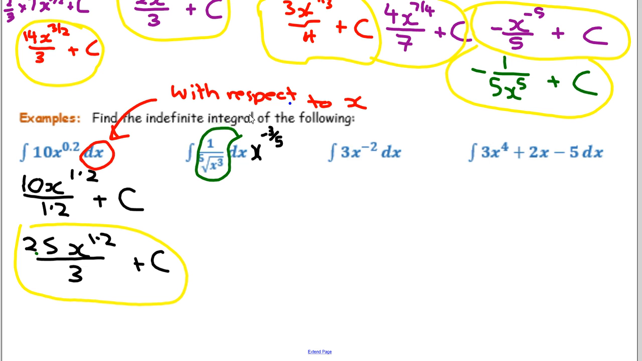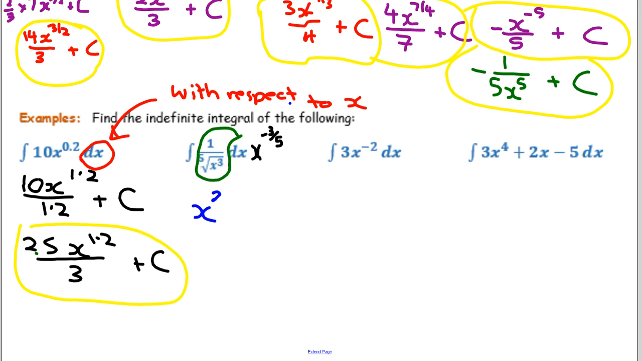Alrighty, so now, what's negative 3/5 plus 1? 2 over 5. No, it's not negative, it's 2 over 5, so it'll be positive, because negative 3 over 5 plus 5 over 5 is 2 over 5. So it's x to the power of 2/5.